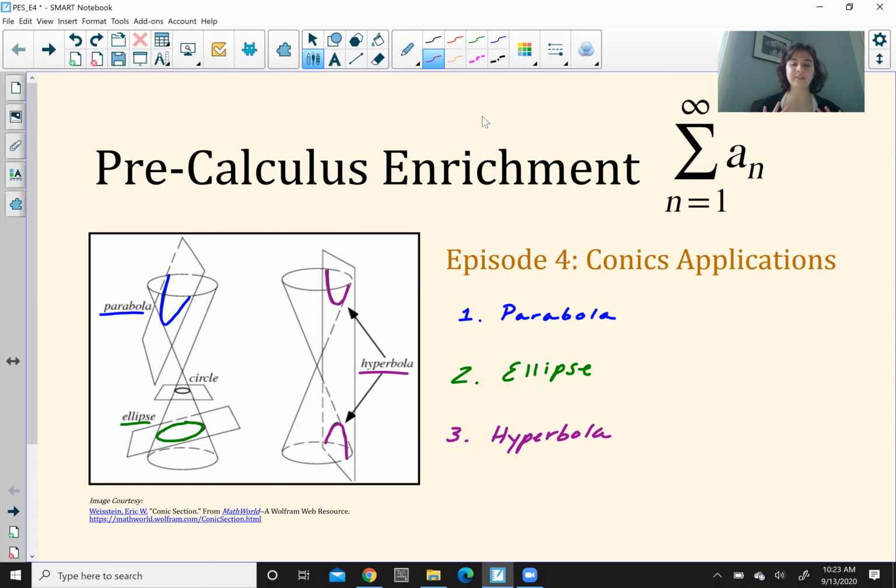There are a lot of different rules that have to do with these different conic sections. And rather than going through all of those, I think it would be better to just show you some applications.